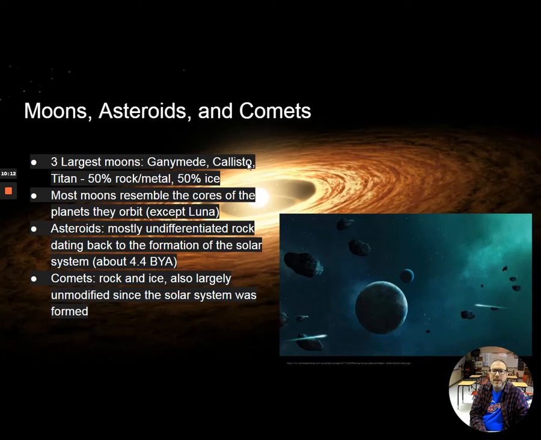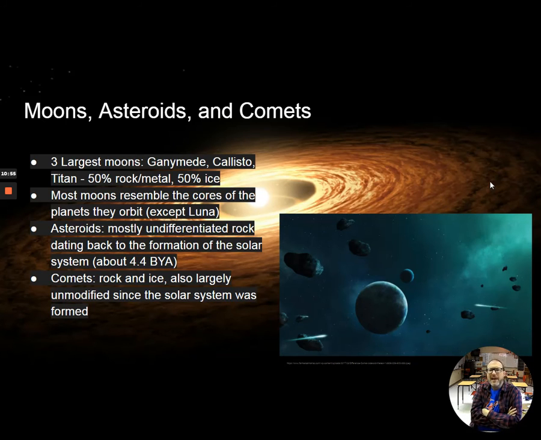The biggest ones, Ganymede and Callisto, which are two moons of Jupiter, and Titan, which is the largest moon of Saturn, have a composition that's about 50% heavier elements, rocks and metals, and about 50% frozen water or water compounds. It's ice of some kind. Most of the other moons are much closer in composition to the cores of the planets that they orbit. Again, except for our moon Luna, who was formed, we believe, a little bit different than these other what we believe to be captured moons revolving around other planets.